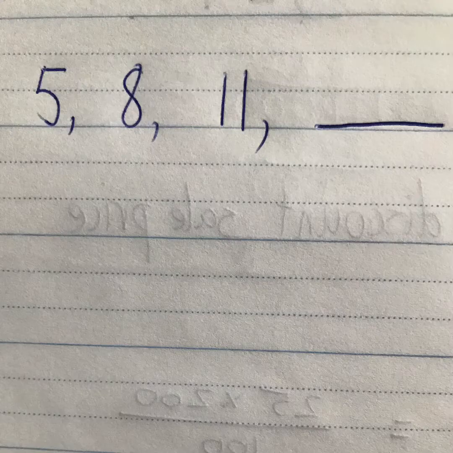Another example would be 5, 8, 11. The difference here between each of the numbers, you could do 8 take away 5, the difference would be 3 between each of them. So 5 and 3 make 8, 8 and 3 make 11, 11 and 3 would be your next number, 14. You can also get them going backwards, of course, where you're subtracting between each number.